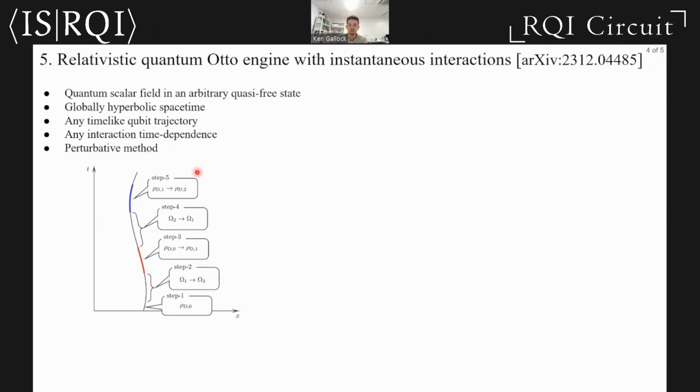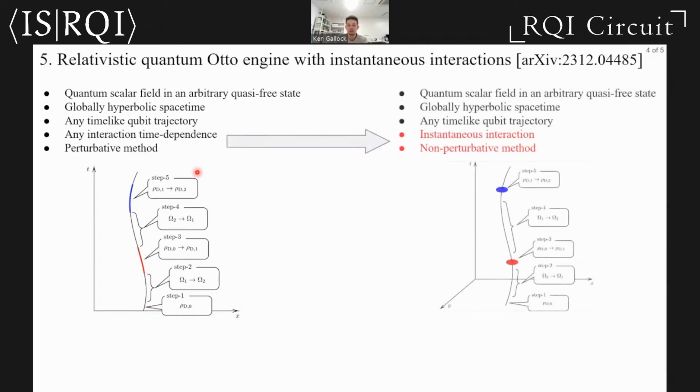Okay. Now, instead of having these two assumptions, I can also consider something like instantaneous interaction. Okay? So everything before is the same, but the time dependence of the interaction is considered to be very quick. So this is like a Dirac delta kind of interaction.